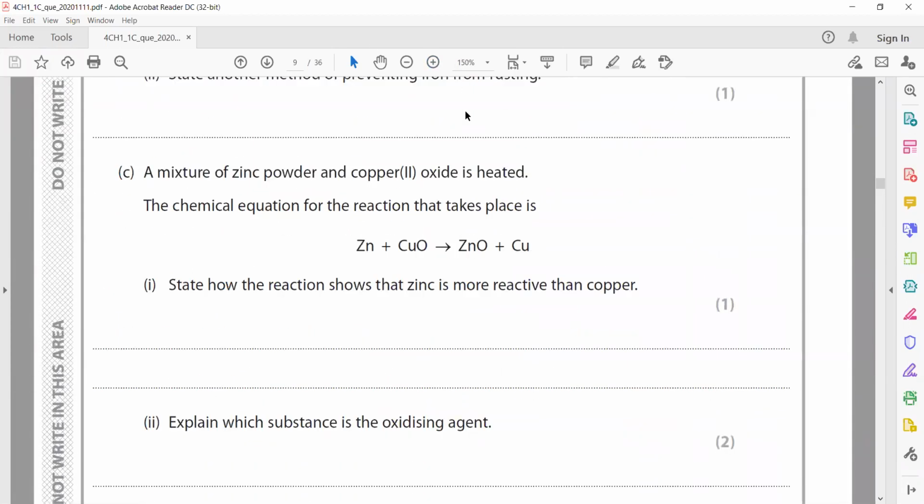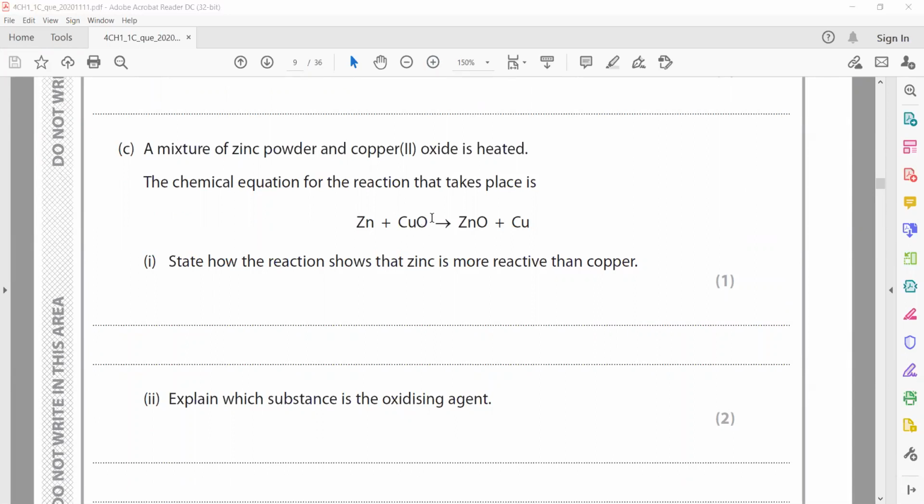A mixture of zinc powder and copper(II) oxide is heated. State how the reaction shows zinc is more reactive than copper. Because it displaces the copper. So it shows that zinc is more reactive than copper.